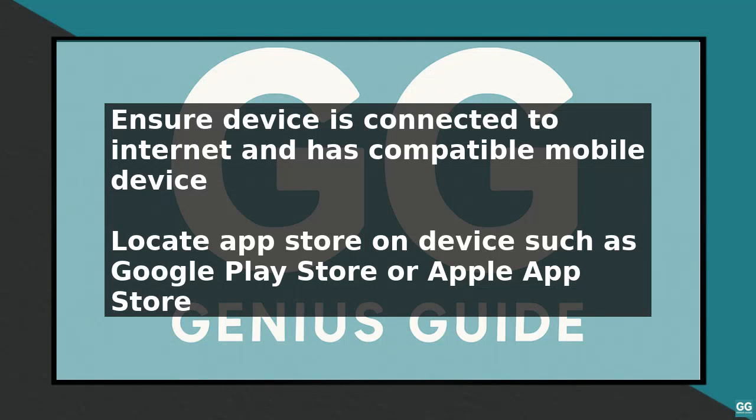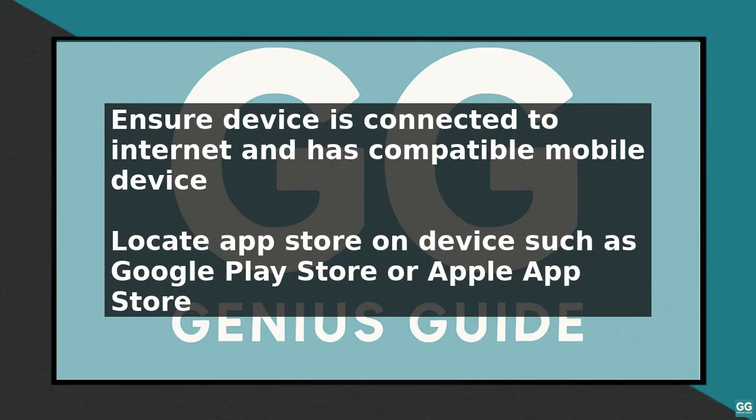To download the CyberScout mobile app, follow these steps. First, ensure your device is connected to the internet and you have a compatible mobile device, such as a smartphone or tablet. The CyberScout app is available for both Android and iOS devices.